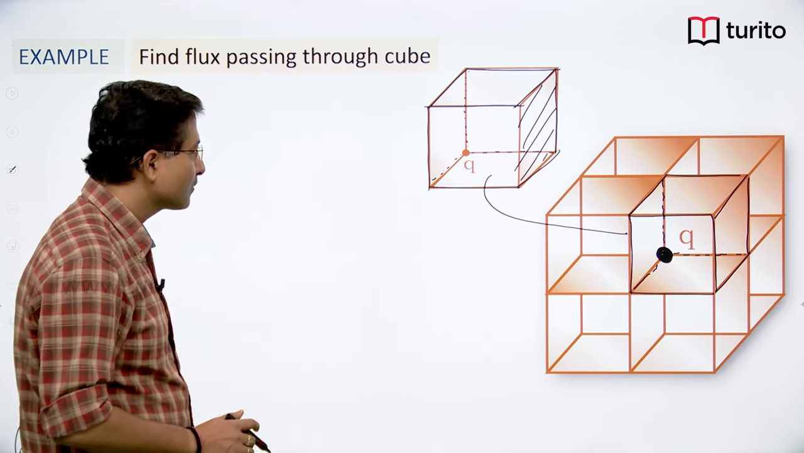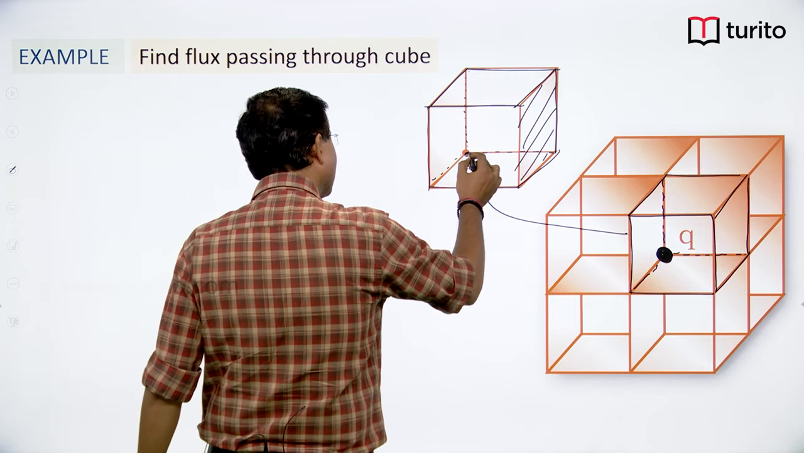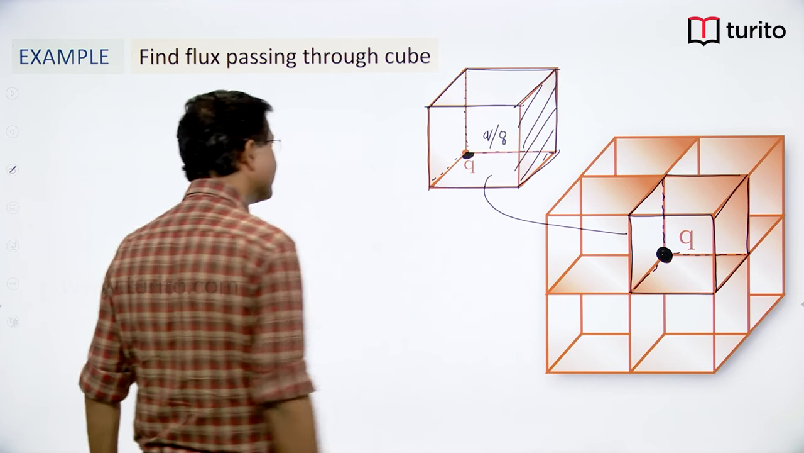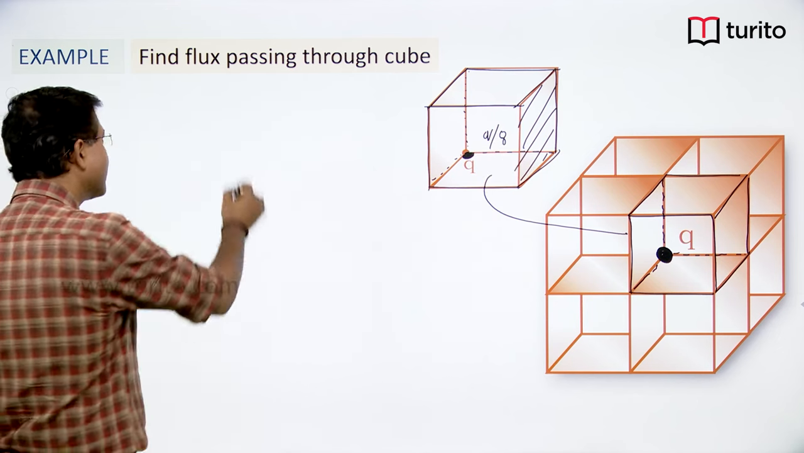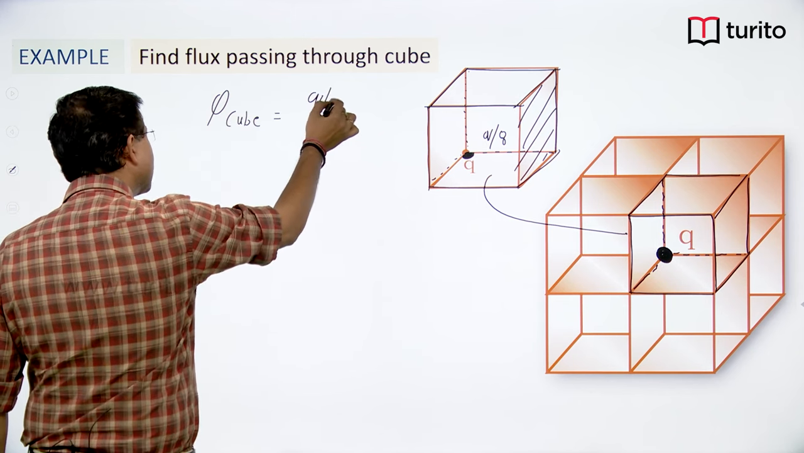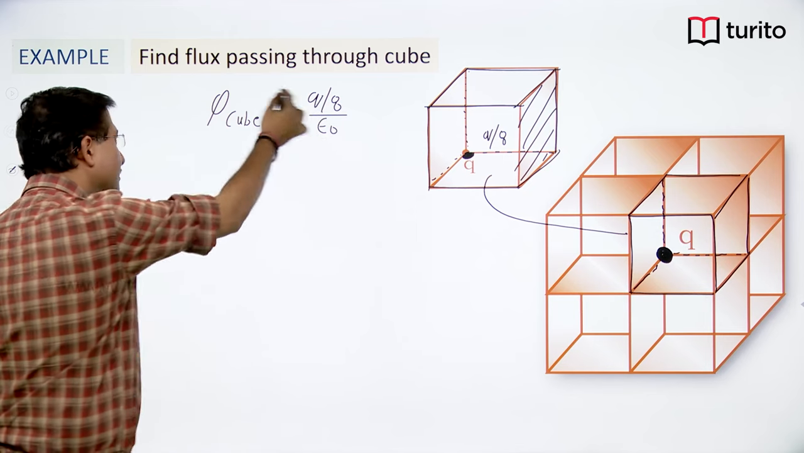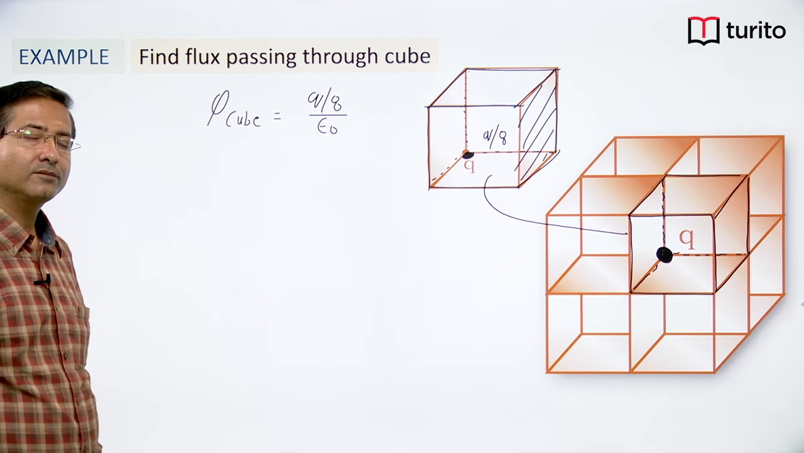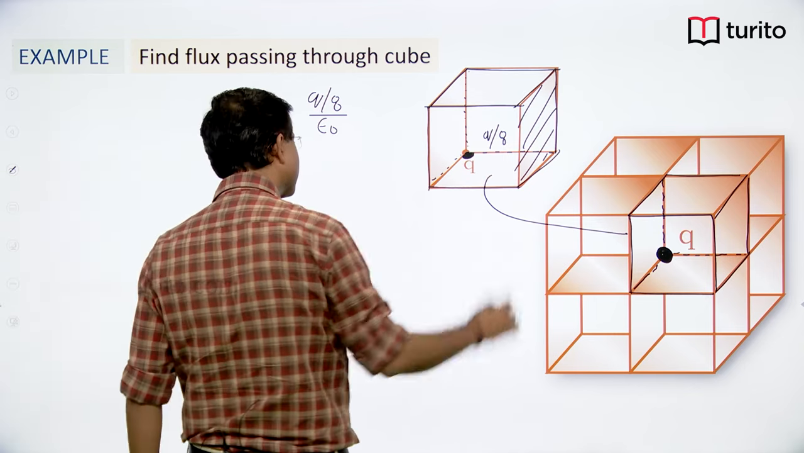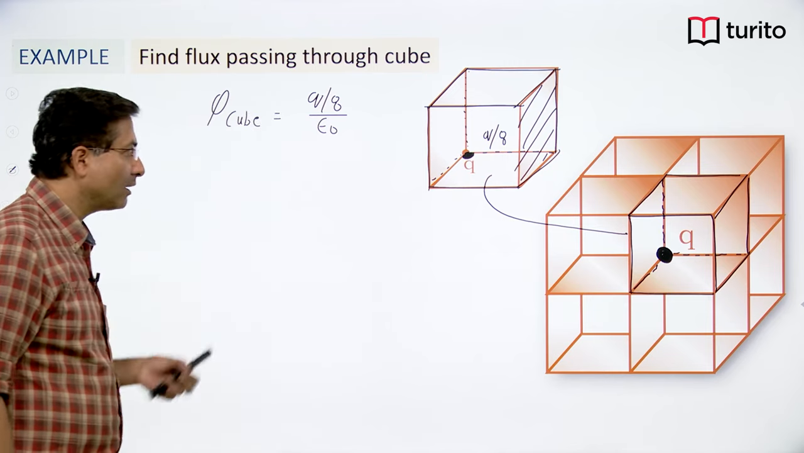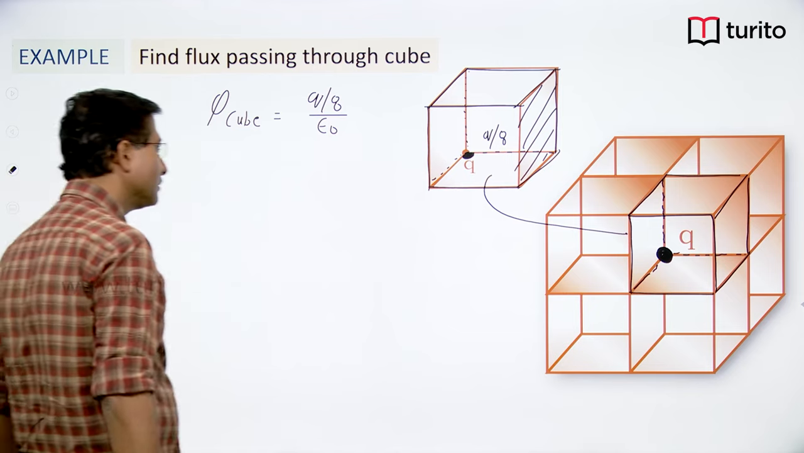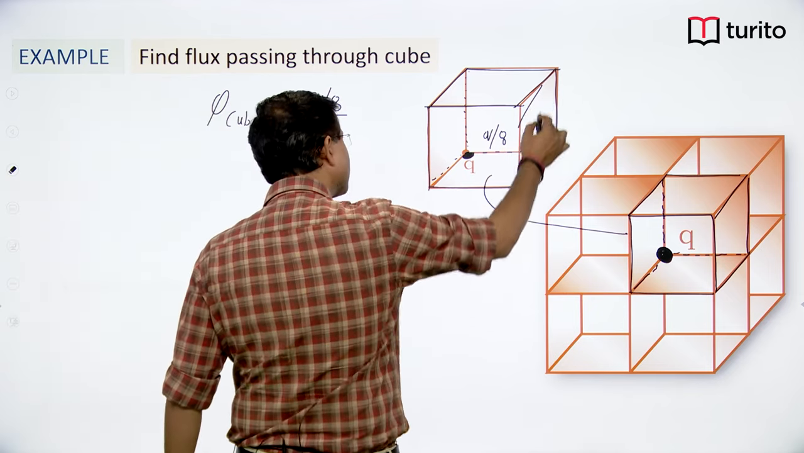So every cube is getting only q by 8 part. If I ask what is the flux associated with the cube, the charge enclosed, that is q by 8, divided by epsilon naught will give you the flux passing through the cube. Now the question is, how much is the flux passing through this surface? Now you have to visualize a little more. So I am asking the flux associated with this one, okay.